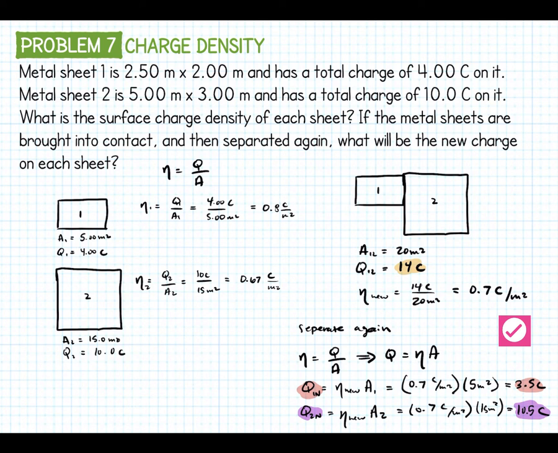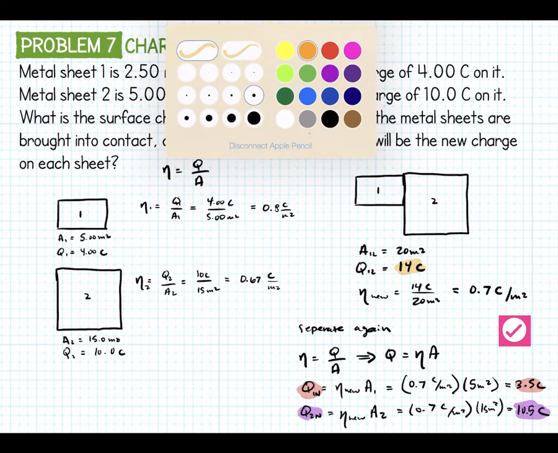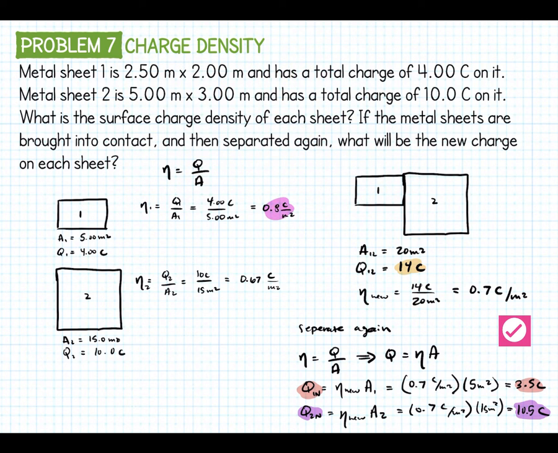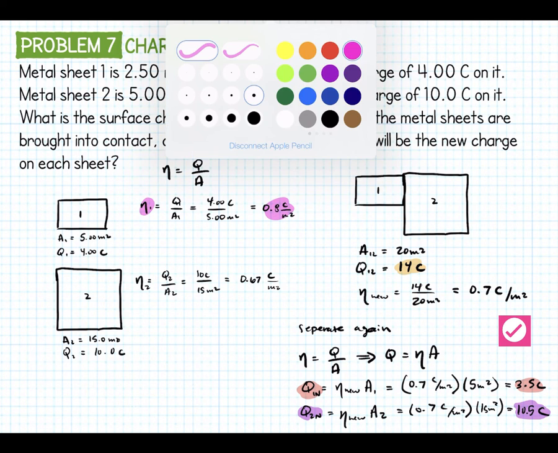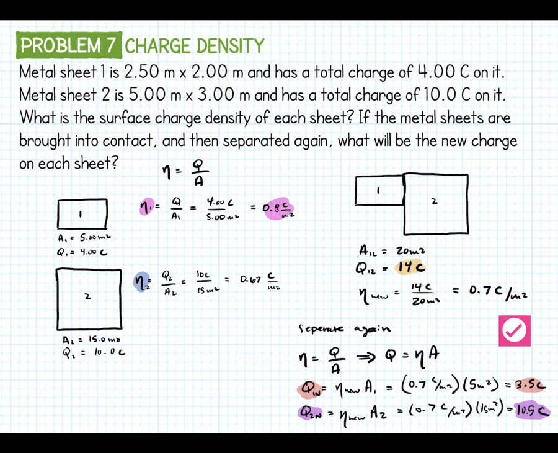So we got the surface charge density of each thing, that's N1. We also got N2. We found the new surface charge density. And then we used that to get our new charges when we separated our sheets again.